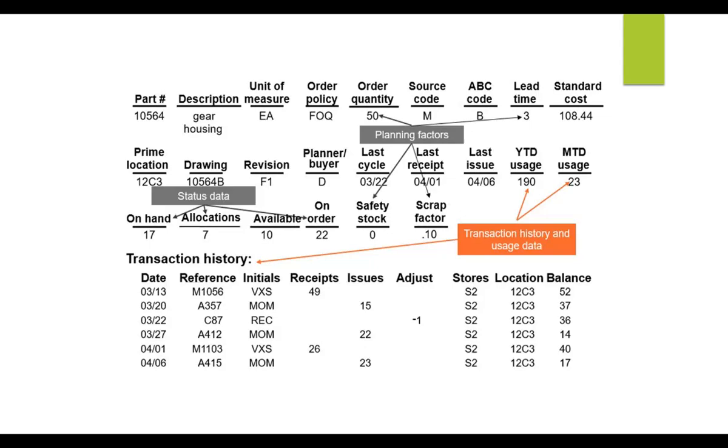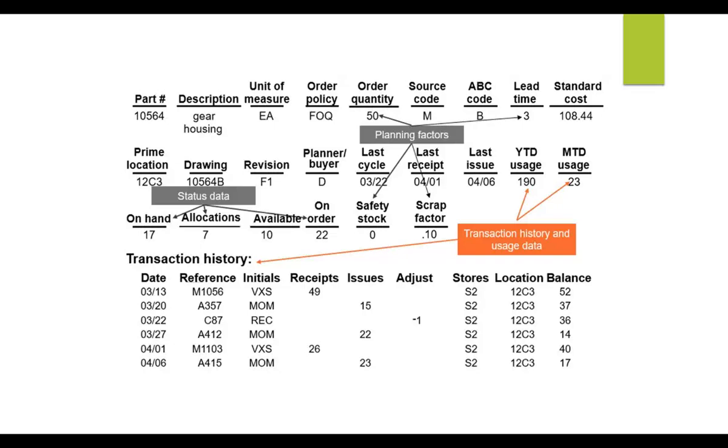As an example, on this single item master, up on the top you've got planning factors like order quantity, lead time, that type of thing. Status data: what's on hand, what's on order, what's available, which is what's on hand and on order less what's already been allocated. And then you see a transaction history here as well.